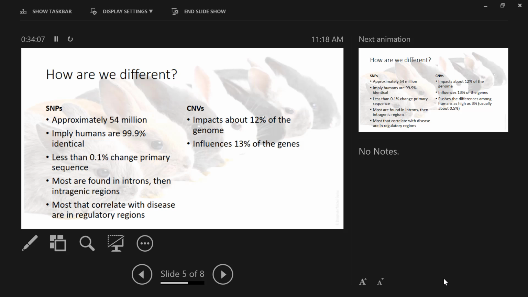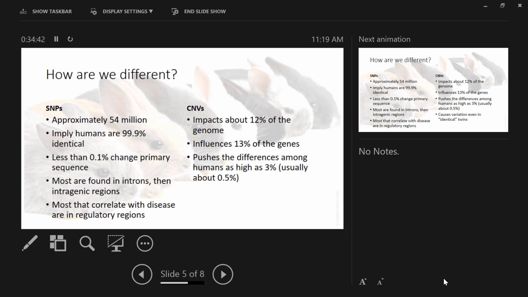These copy number variants influence about 13% of the coding genes. So of the 21,000 or so coding genes, about 13% of them are impacted by copy number variants. Either a duplication, or a deletion, or an inversion. These big chromosomal mutations. So what this does is it pushes the differences among humans as high as 3%.